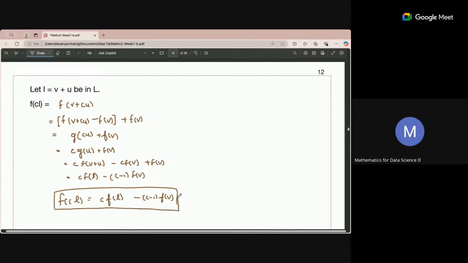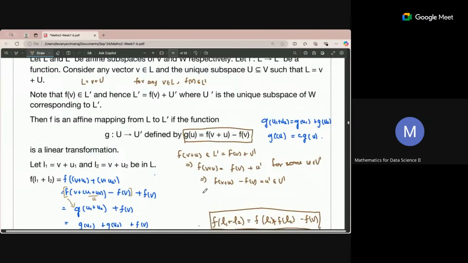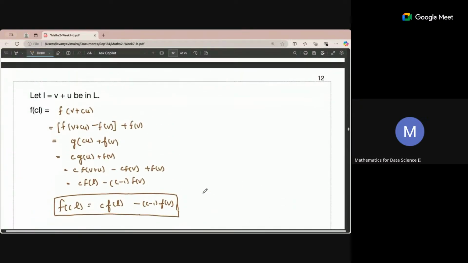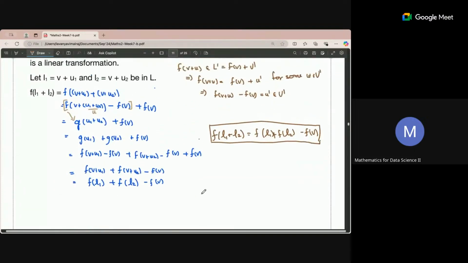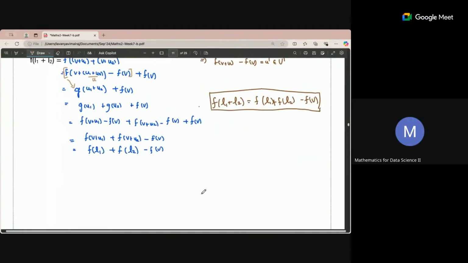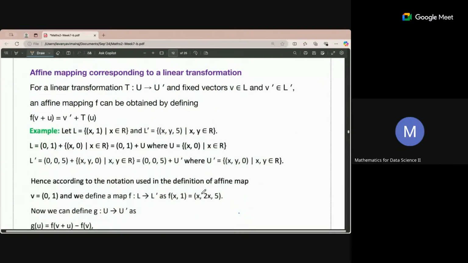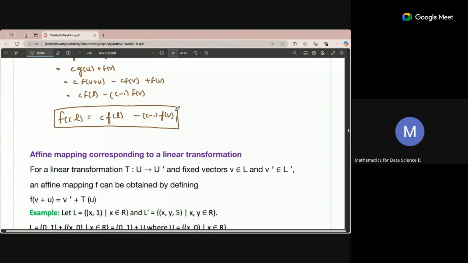So affine mappings are not very easy to visualize like linear transformations. In fact, linear transformations are themselves not very easy to visualize, so affine mappings are even more difficult to visualize. Anyway, you can understand the steps here. Whatever I have done, the steps you can understand, right? Okay. So given an affine mapping, how to check that it is an affine mapping, we have seen.